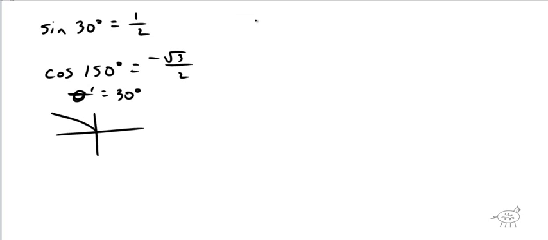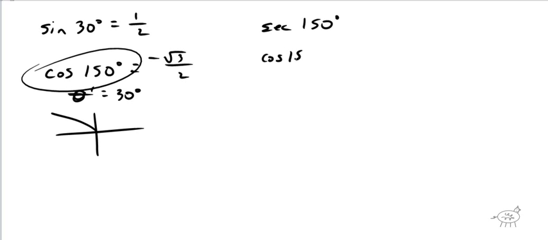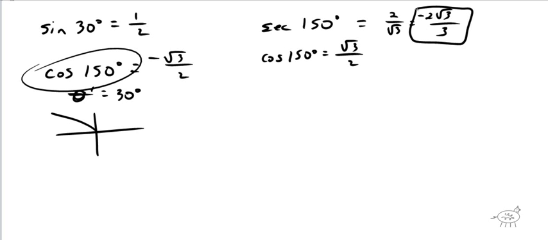Now, the ones that confuse people a little bit is when I give you secant of 150. Remember, you're doing the same thing as you did with cosine. The cosine of 150, which we just did, is root 3 over 2, but it's a reciprocal of that. So it's 2 over root 3, and if I rationalize it, you get 2 root 3 over 3. Then you do the same thing with the sign. It's negative, and so your answer is negative 2 root 3 over 3. It's pretty easy.